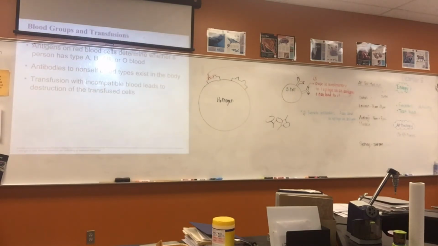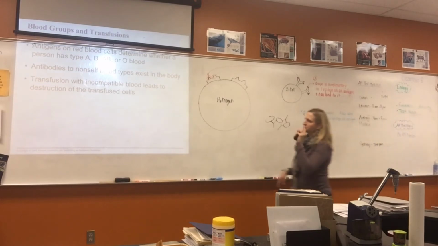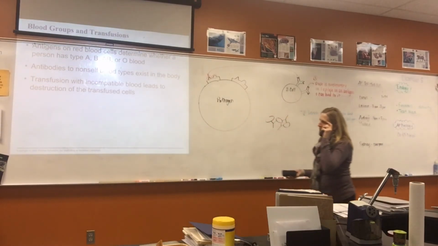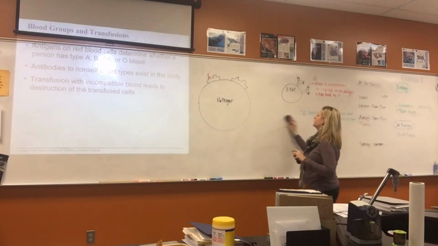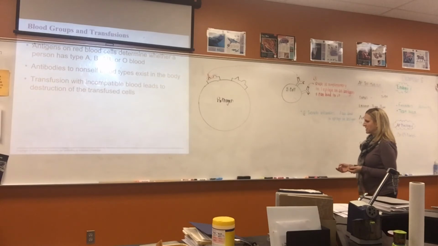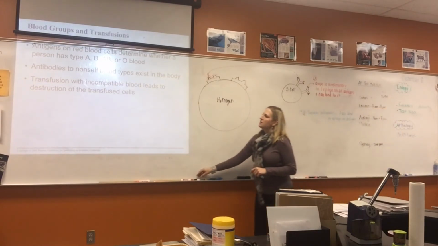All right, so let's look at blood groups first. To understand this, we need to understand the blood groups. Antigens on red blood cells determine whether a person has type A, B, AB, or O blood. Antibodies to non-self blood types exist in the body, and so transfusion with incompatible blood leads to destruction of these transfused cells.